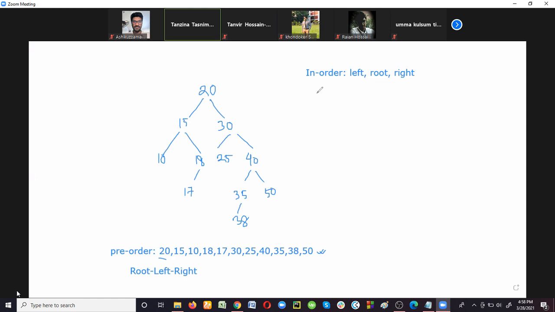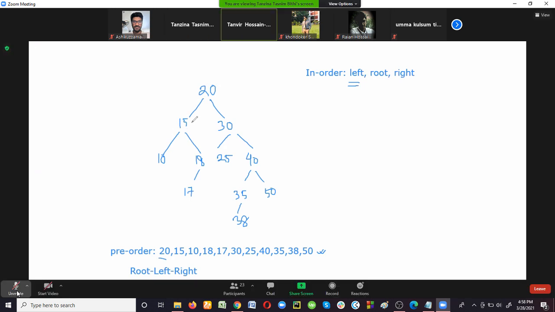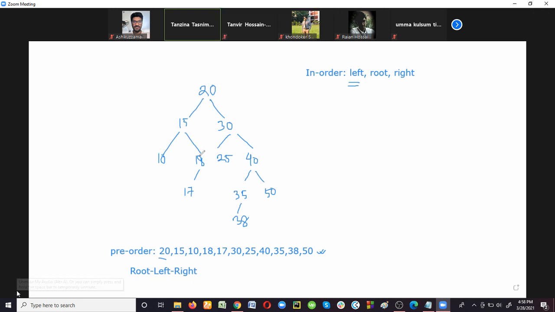Okay, so now if we apply this method, which node will be traversed first? We'll start from the root node. 20 is the root node. Sorry, it's a parent node because it has some children, 15 and 30. So we can't take it because the sequence is left, after that root, and then right. So now 15 is our current root node. Is it a leaf node? No, it's not a leaf node. It's a parent node because it has two children, 10 and 18.